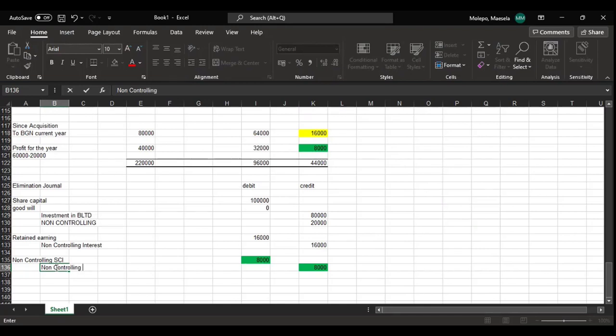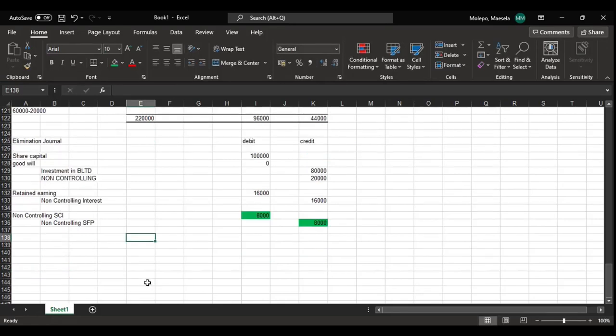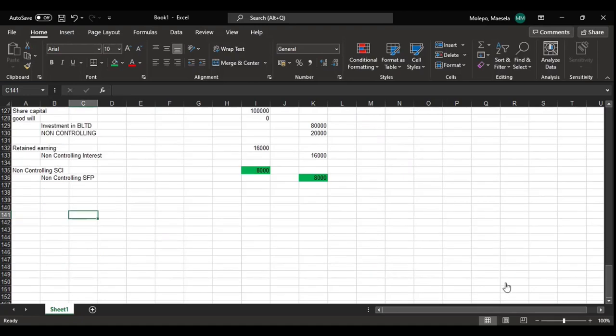Non-controlling SFP. I think we are still fine up to so far. Anyone have issues? No, sir, we are still fine. Okay, let me proceed further.